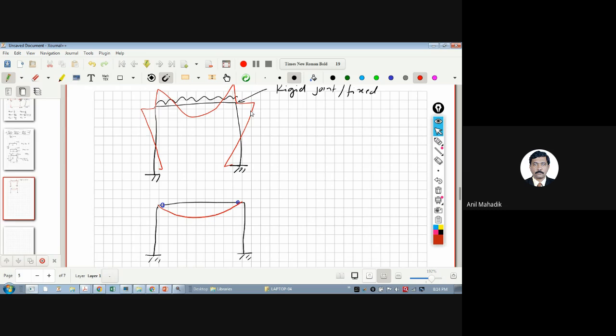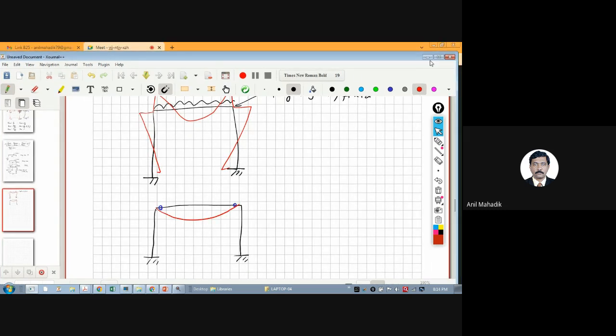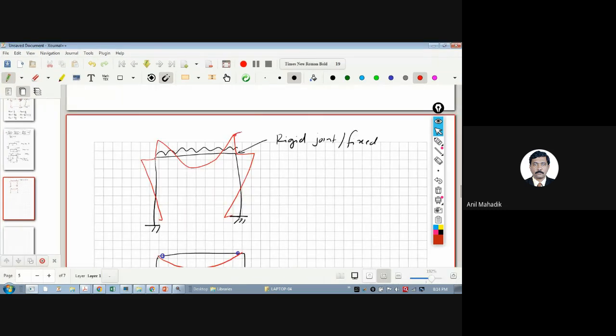Why does moment come in the column? Due to the beam moments. This beam moment transfers into the column. This moment gets transferred into the column.